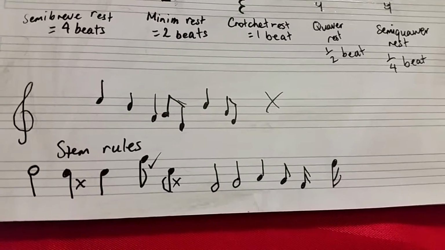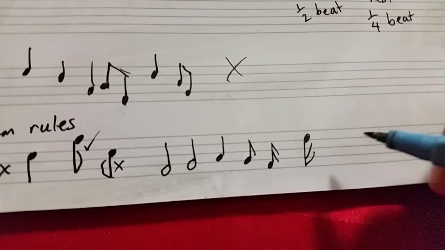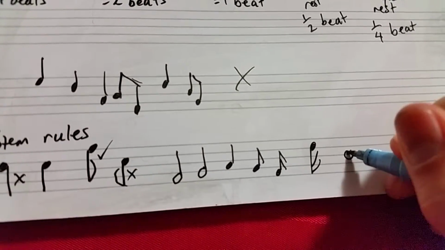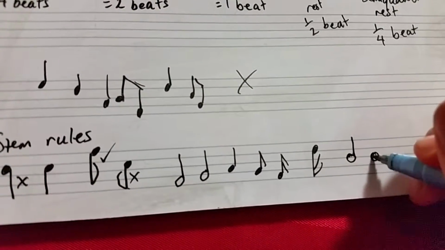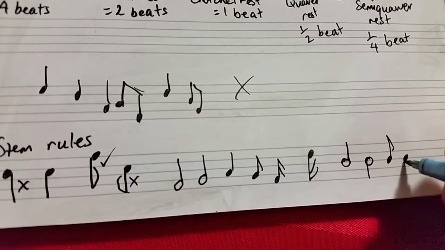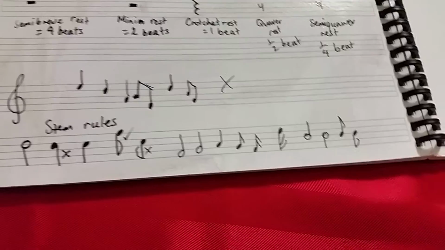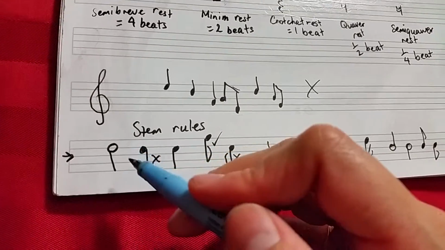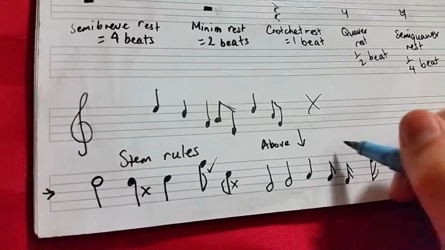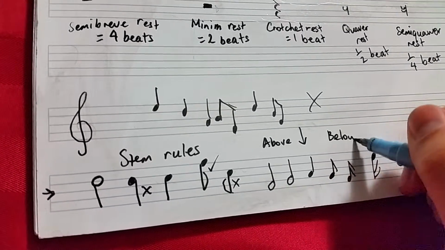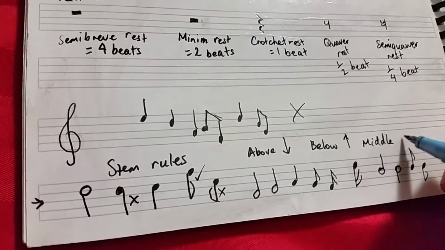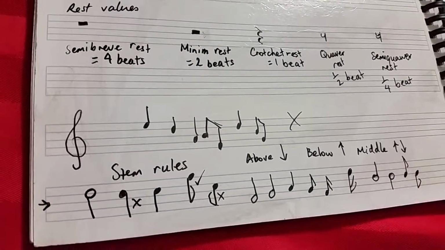So the stem rules. But what about the notes that are actually on the middle line? Well, they can go either up or down. It doesn't matter. Alright? So if it's above the middle line, the stem goes down. So above goes down. Below goes up. Middle, the stem can go up or down.